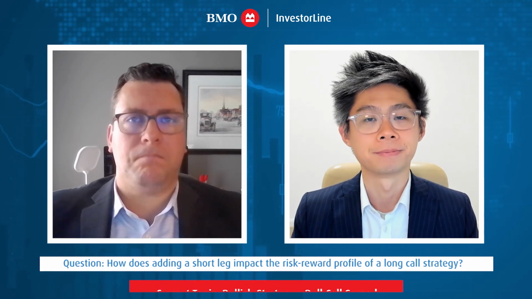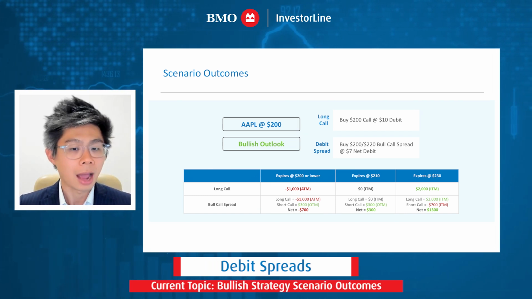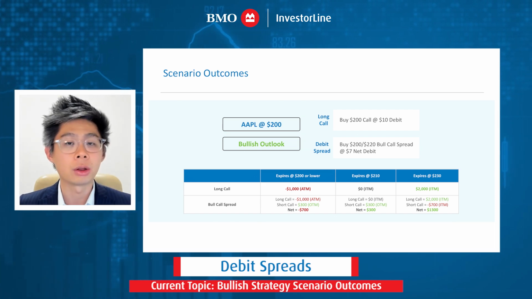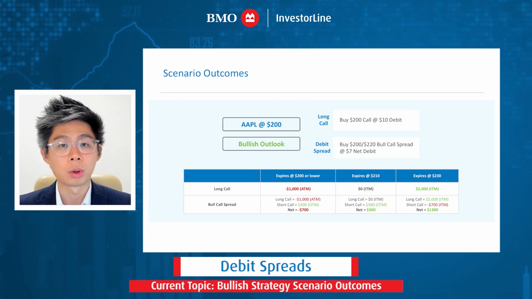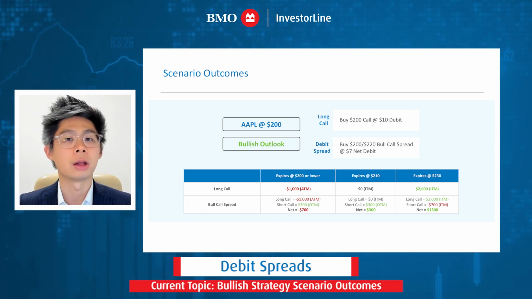That's correct, David. So with that, let's now move into taking a look at how these two strategies perform side by side, given the outlook that we have. In this particular example, just like the two that we went over before, Apple's trading at $200, and I have a bullish outlook on the stock.